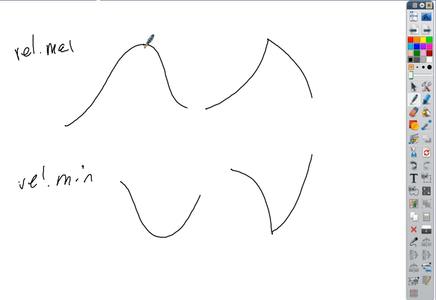Now, what's happening with regard to the derivative? As an ant moves through, walks up the slope, gets to the top, and then walks down this side.